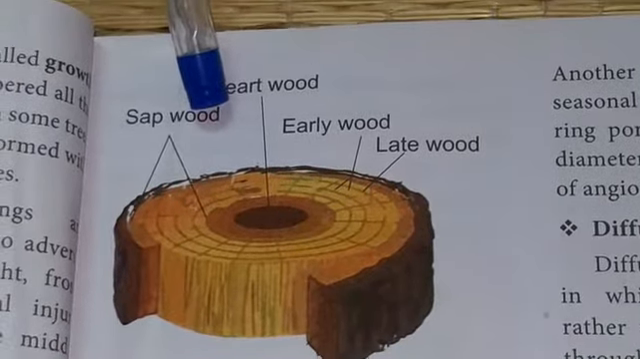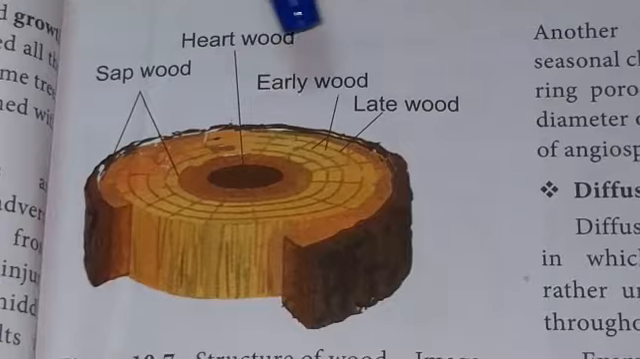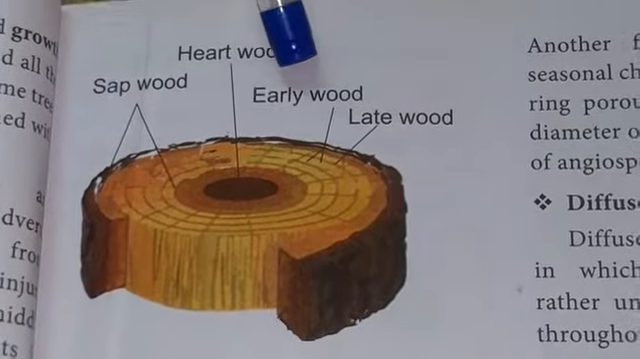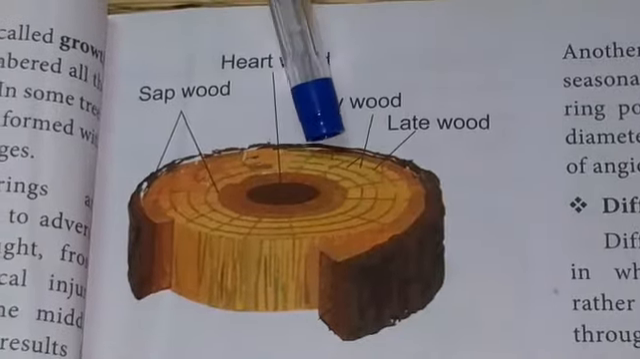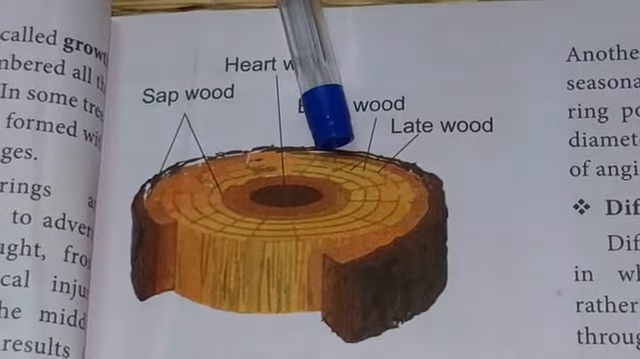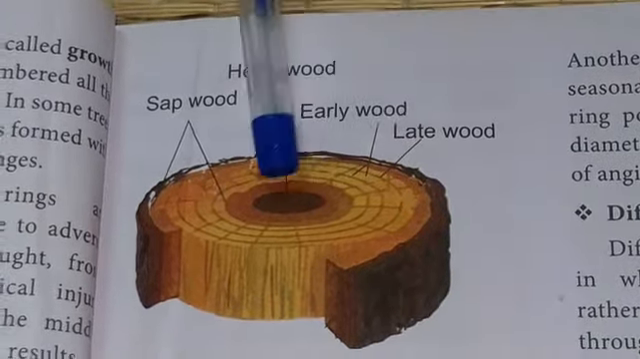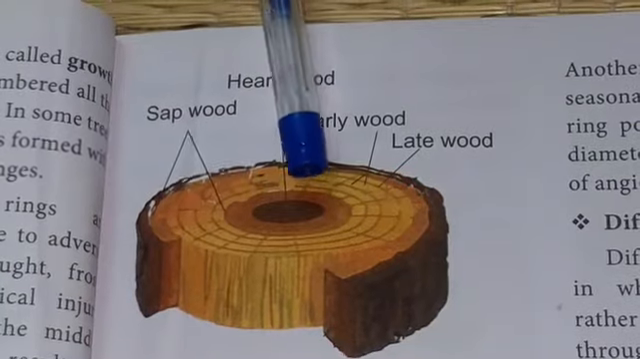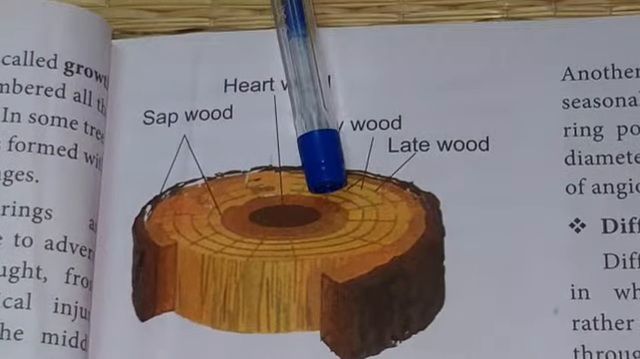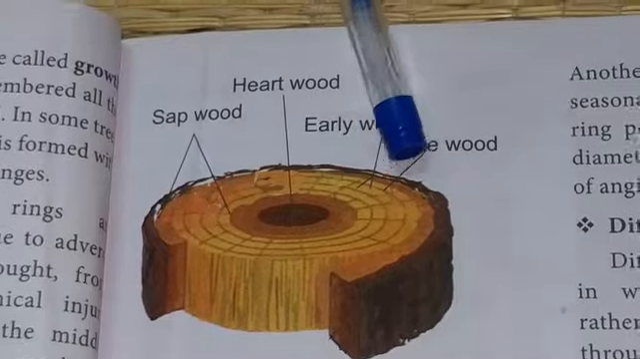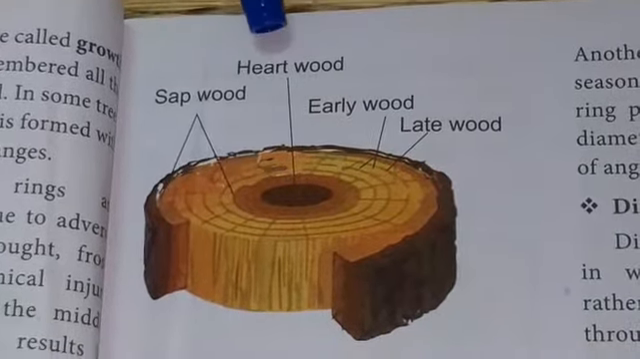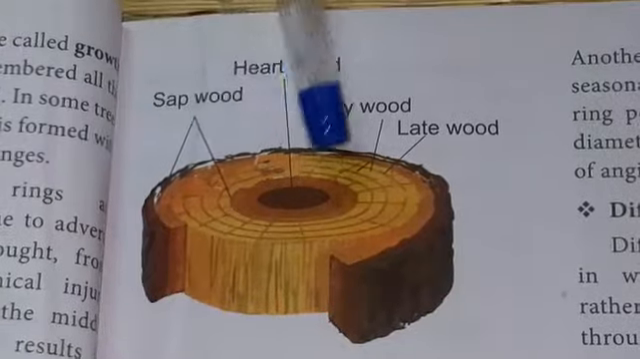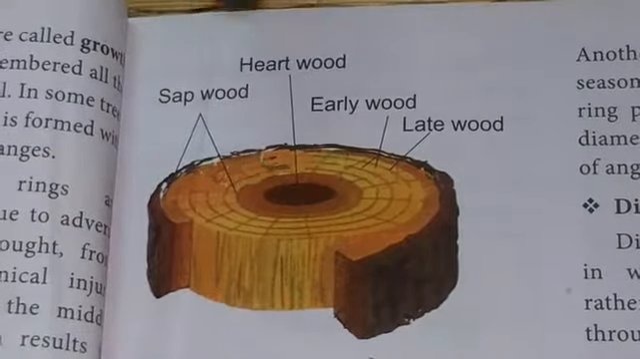This is the structure of a wood. The wood possesses both early wood and late wood. Early wood is called spring wood. The color of the spring wood is lighter and it is also of low density, whereas the late wood is dark in color and has high density. Heartwood is present at the center and sapwood surrounds the heartwood.